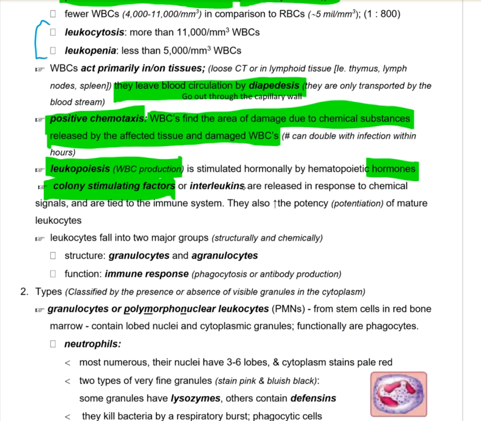Or interleukins. And interleukins are signaling molecules which will release due to immune system problems or injuries, and the white blood cells will react to them. Okay, these same factors also increase the potency of mature leukocytes, meaning that when these two kinds of chemicals are released, they also make the mature leukocytes that are already there more active. They kind of pump them up a little bit.